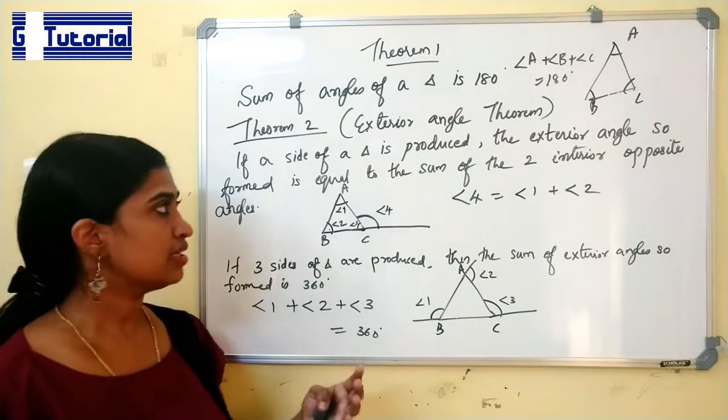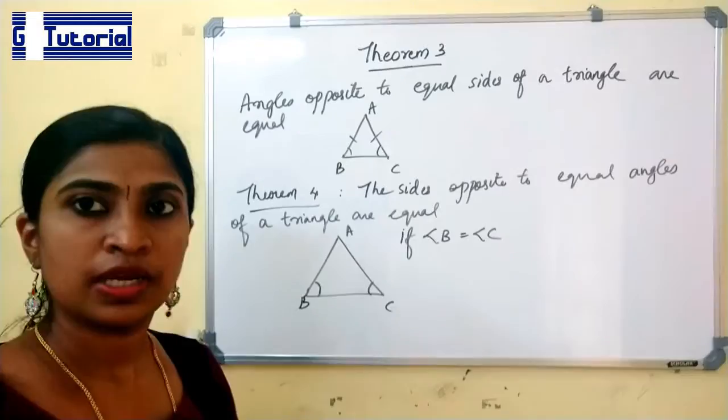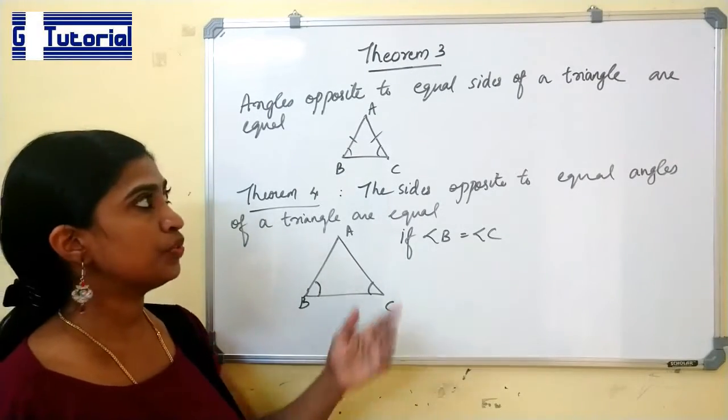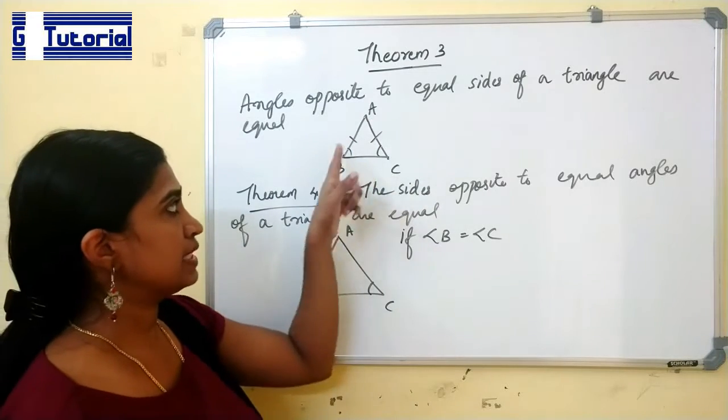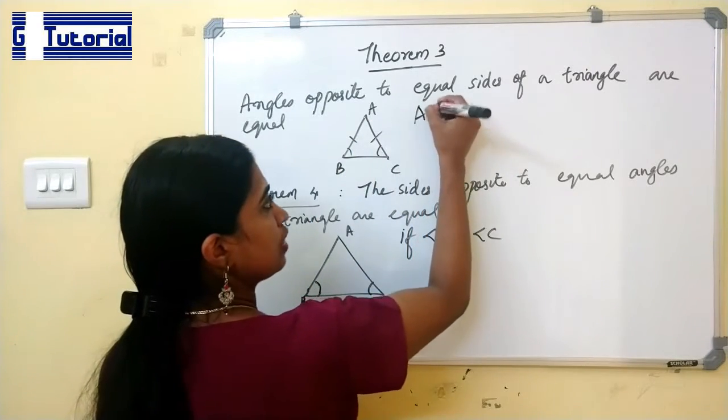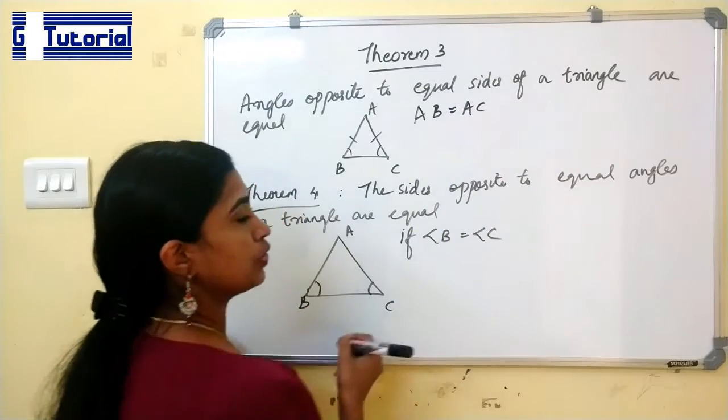Now let us study two more theorems. Next theorem is angle opposite to equal sides of a triangle are equal. Suppose in a triangle ABC, side AB is equal to side AC. Then the angle opposite to that is also equal.